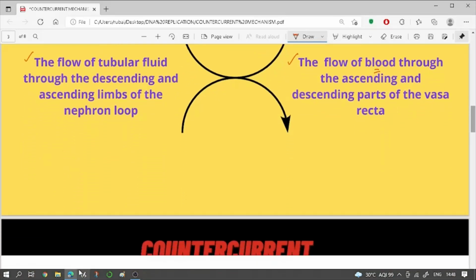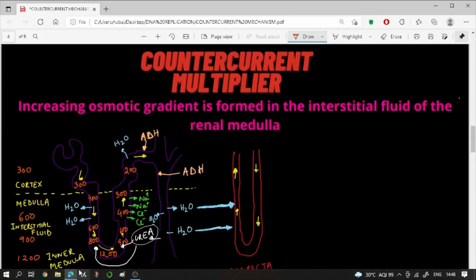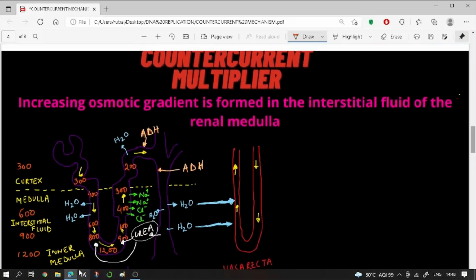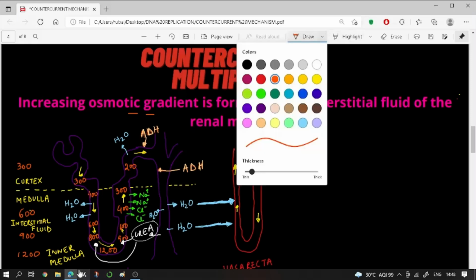Now there are two types of countercurrent mechanism which exist in the kidneys: the countercurrent multiplication system and the countercurrent exchange. First, let's see how the countercurrent multiplication is helpful. Countercurrent multiplication is the process in which a gradual increase in the osmotic gradient is formed in the interstitial fluid of the renal medulla. Now let's discuss this step by step.